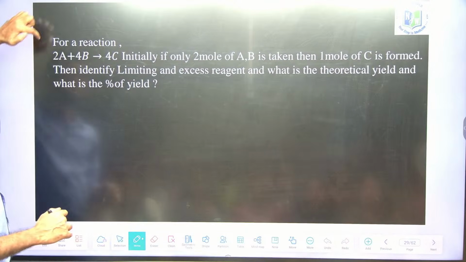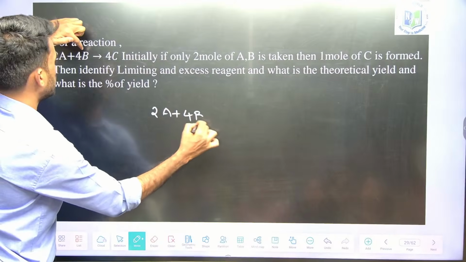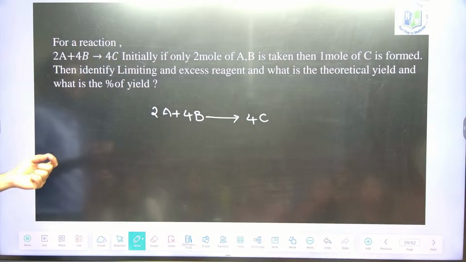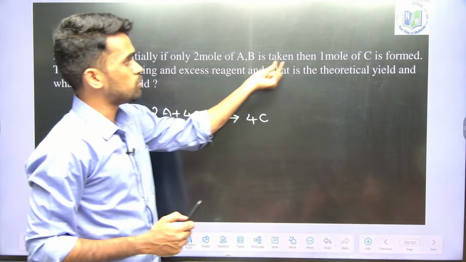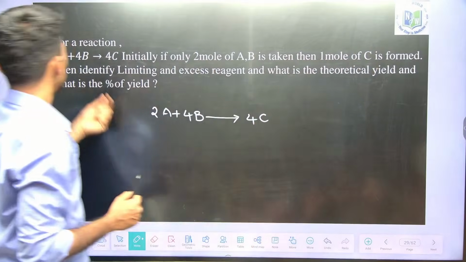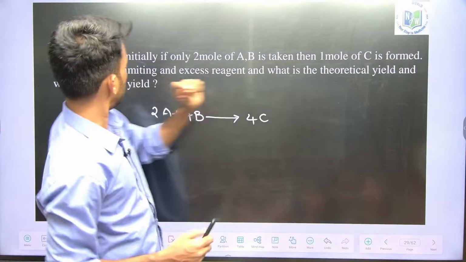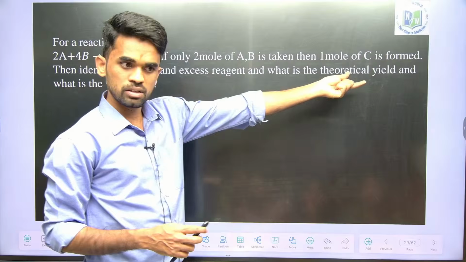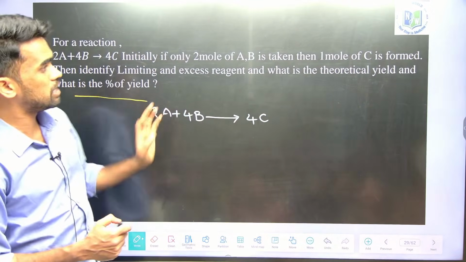See, for a reaction, what is the reaction mentioned? 2A plus 4B forming 4C. Initially only 2 moles of A and B are taken and 1 mole of C is formed. Then identify the limiting reagent and excess reagent, and we need to calculate the theoretical yield and percentage yield.